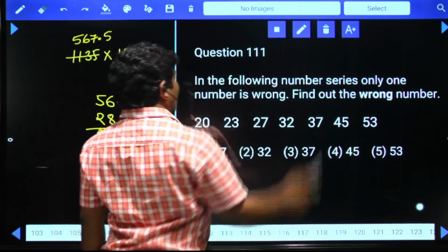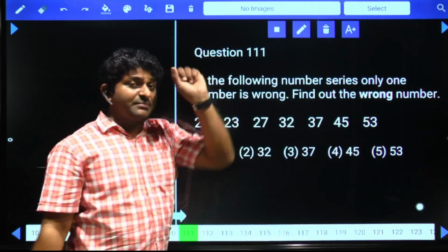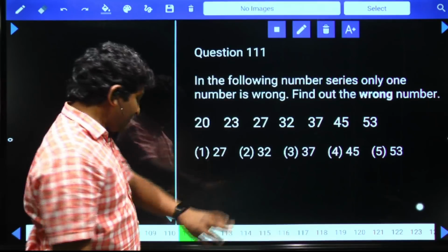Now these are all wrong number series. Wrong number series must be given the last priority. Do remember.